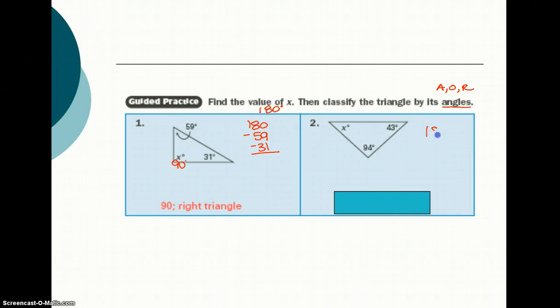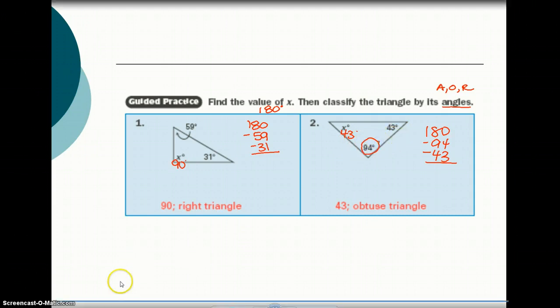Number 2, 180 minus 94 minus 43 is equal to 43 degrees. Be careful, 43 and 43 are the same, but this is not isosceles. We want to classify by angles, and that's acute, obtuse, or right. 94 is greater than 90, so it's an obtuse triangle.